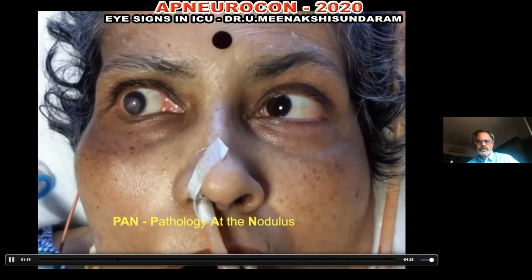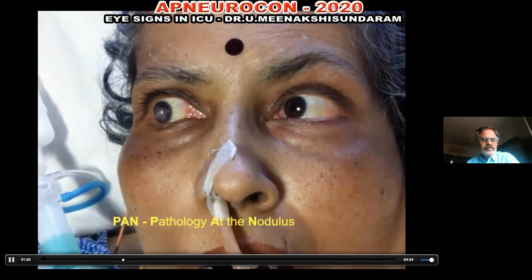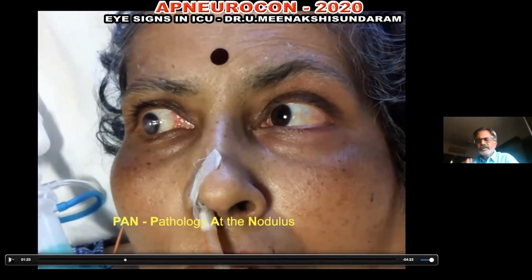Right. So this is what happens. After some time, it goes to the right side. So this is important to look at in a patient. If you want to examine the patient, please examine the patient for at least 2 to 3 minutes before you know about these eye movements.